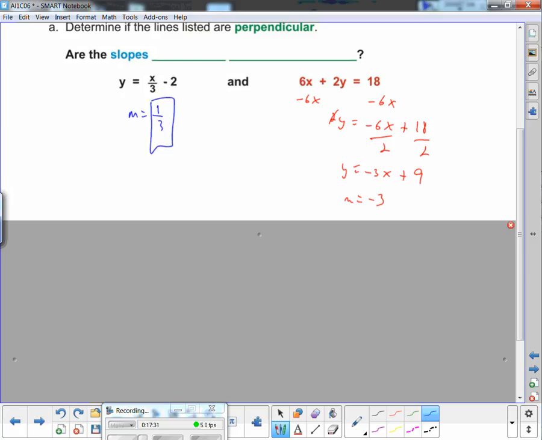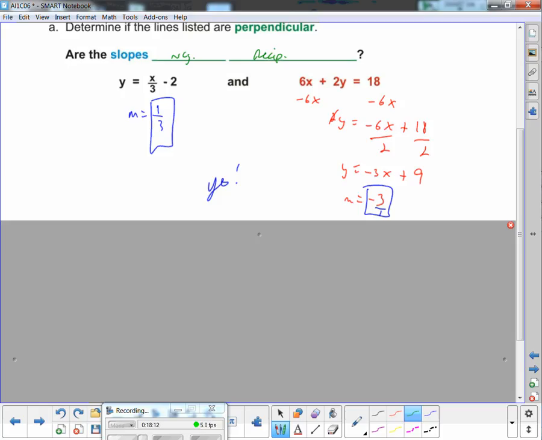Is a positive 1/3 and a -3, are they negative reciprocals? One's positive and one's negative, and isn't a 1/3 the reciprocal of a 3 over 1? They are, and therefore, yes, they are perpendicular. So again, when they say perpendicular lines, you got to think slopes that are negative reciprocals, right? And I just abbreviated there. NEG, it's kind of sloppy, and RECIP for reciprocals.